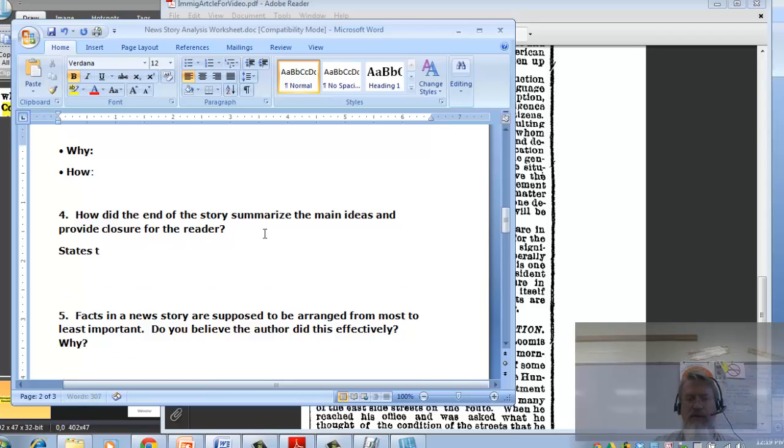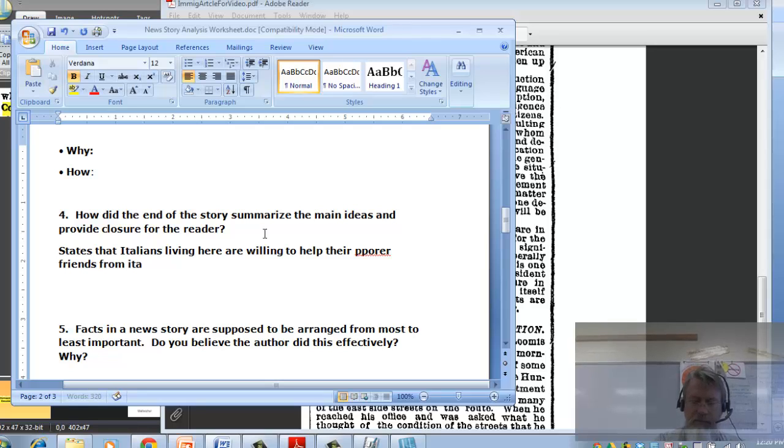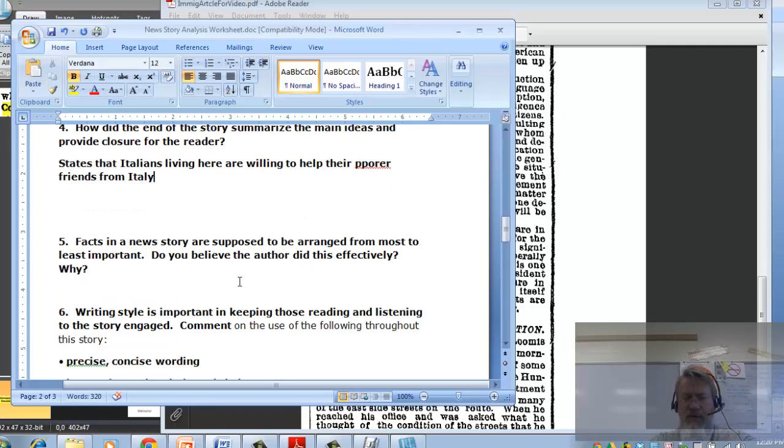So, how does the end of the story summarize the main ideas? States that here are friends, one help there. Now, I said friends. You could put the word a different way. It's just they're willing to help the Italians that live here, people that are coming from their own country.